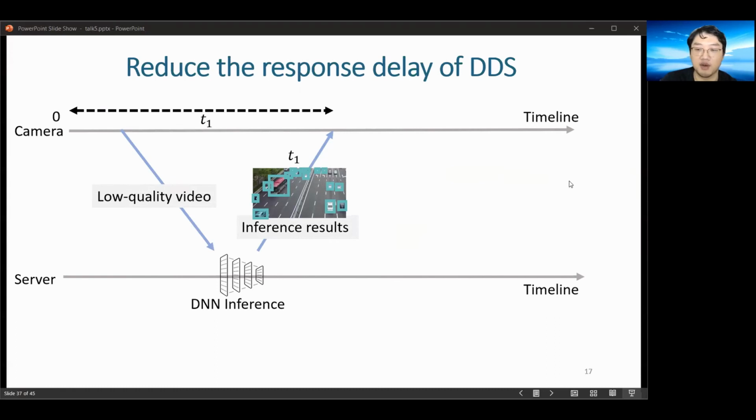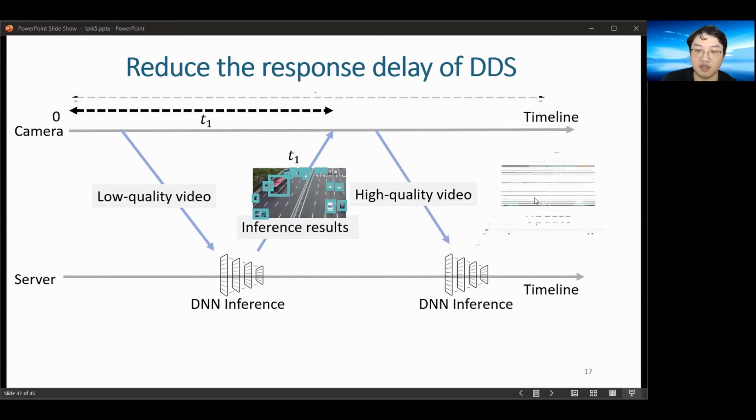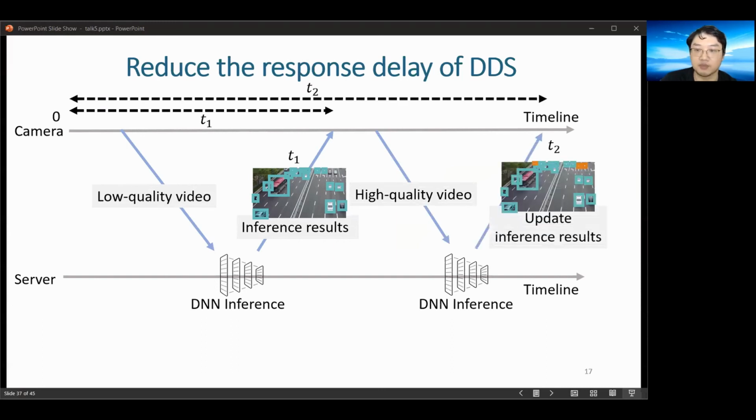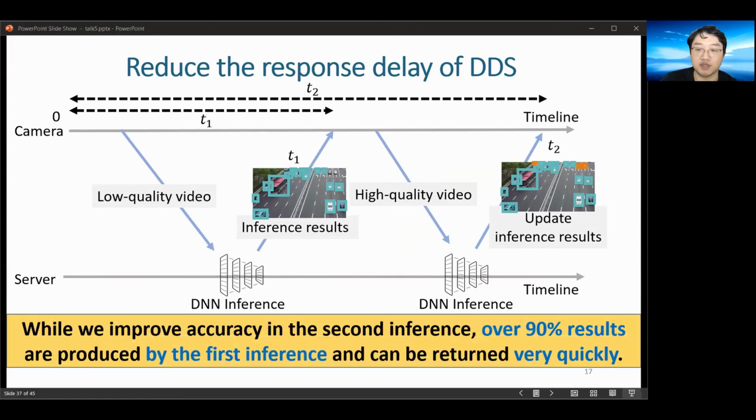Then the camera encodes the high-quality video and sends it to the server. After that, the server performs inference and updates the inference results at T2. We see that most of the results are returned to the camera in T1. So on average, the response delay is close to T1, which is pretty short. To recap, while we improve accuracy in the second inference, over 90% of results are produced by the first-time inference and can be returned very quickly.